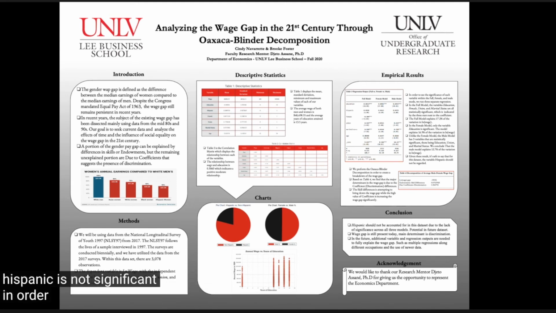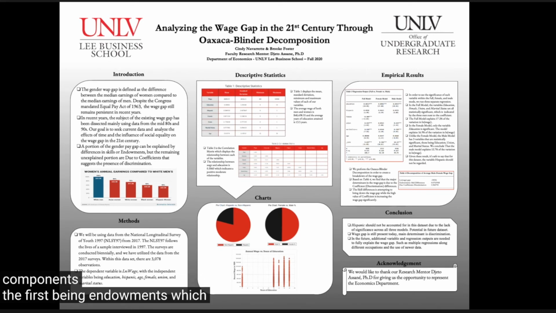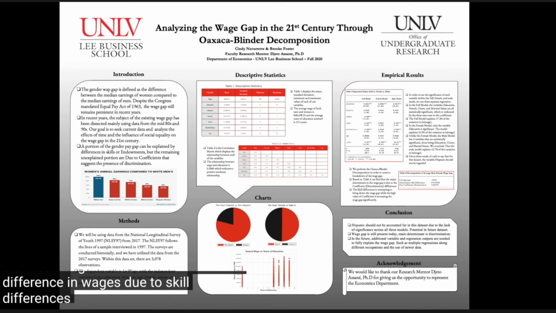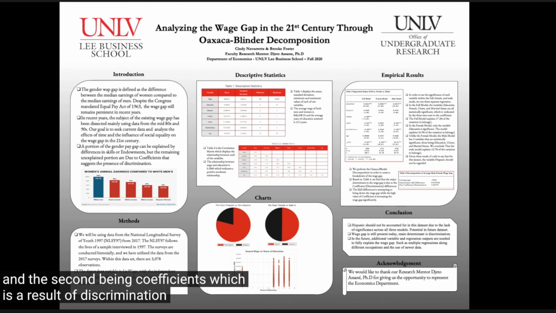In order to create a breakdown of the wage gap, we perform the Oaxaca-Blinder decomposition, and we are left with the data in Table 4. The wage gap is a result of two components, the first being endowments, which is the difference in wages due to skill differences, and the second being coefficients, which is a result of discrimination. If you add these two values up, the sum will be the wage gap.